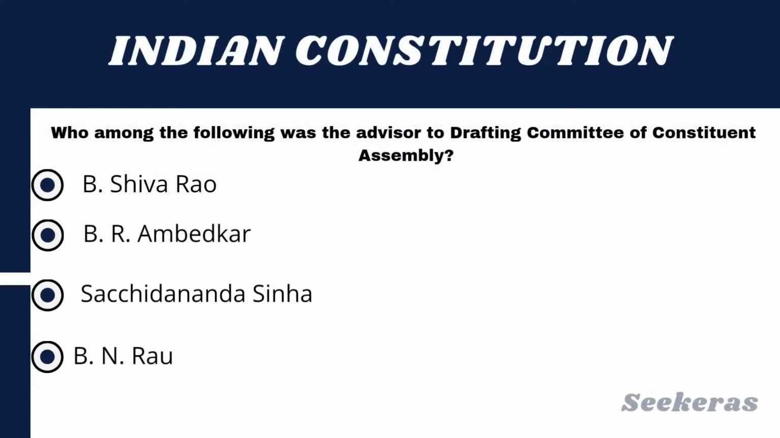Question number 7. Who among the following was the advisor to the drafting committee of the Constituent Assembly? Option A, B. Shiva Rao. Option B, B.R. Ambedkar. Option C, Sacchidananda Sinha. Option D, B.N. Rao. The answer is Option C, Dr. Sacchidananda Sinha.